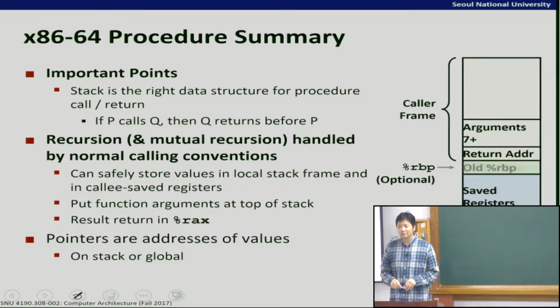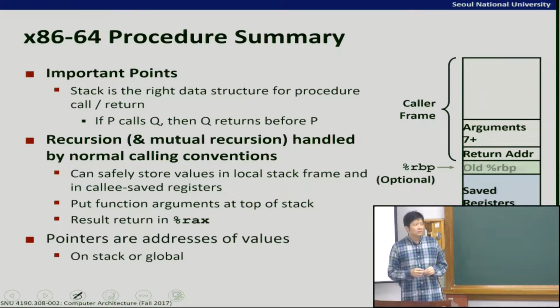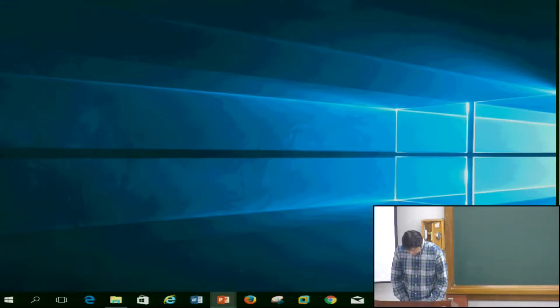Any questions about the material we covered today or yesterday? Today or last week? All right. If there's no question, let's move on.